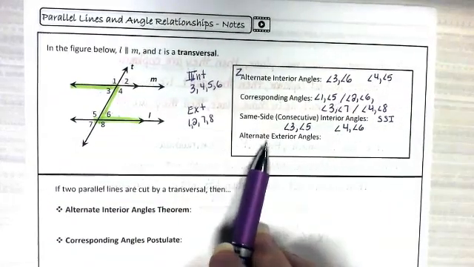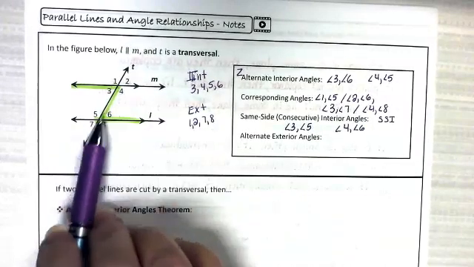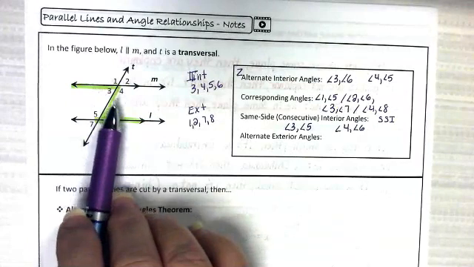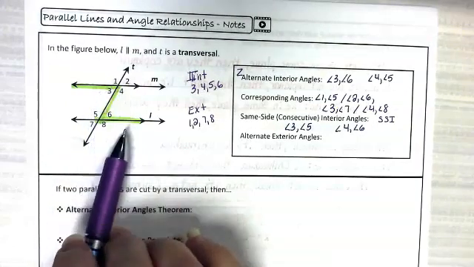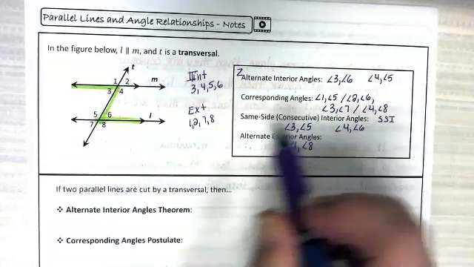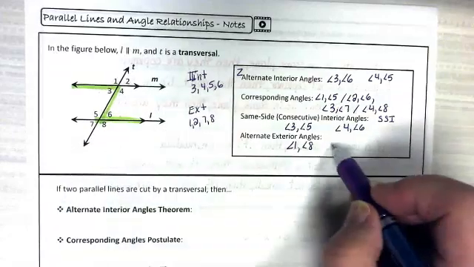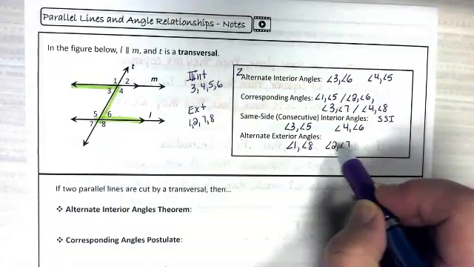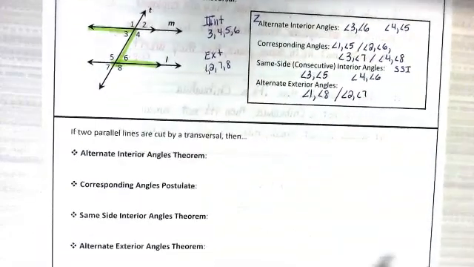Then we have our alternate exterior angles. So remember we said exterior was 1, 2, 7, and 8. So alternate exterior would be angle 1 and other side of the transversal, angle 8. Angle 1 and angle 8. Angle 2 on the right-hand side, angle 7 on the left-hand side. So those are our special pairs of angles, just the definitions of them.